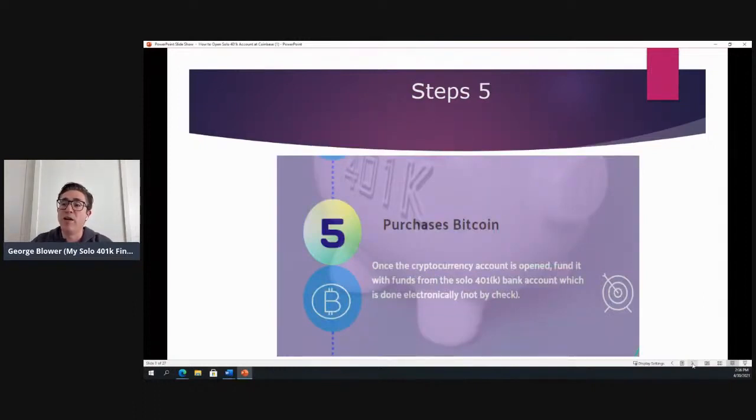Now, typically you'll need to buy it on an exchange. And of course, this webinar here, we're focused on opening up an account for your solo 401k at Coinbase, but you could do it through other exchanges. So you would then transfer the funds from the solo 401k bank account to the account at the cryptocurrency exchange that would have been opened up under the name and EIN number of the solo 401k. And then you could proceed to purchase and invest in cryptocurrency.